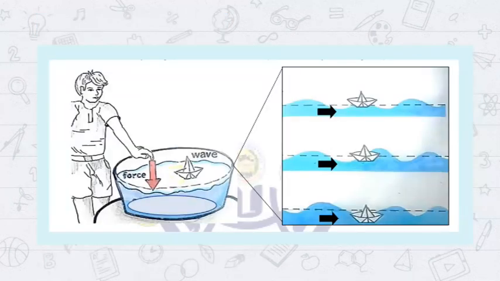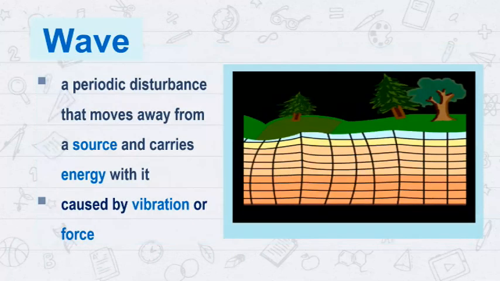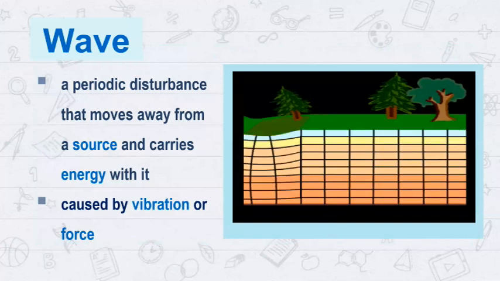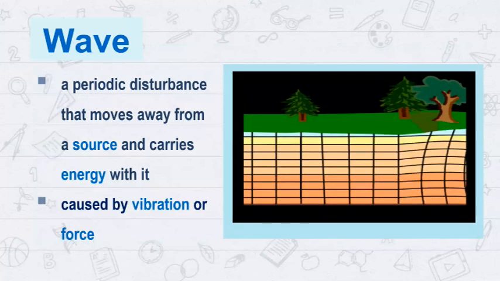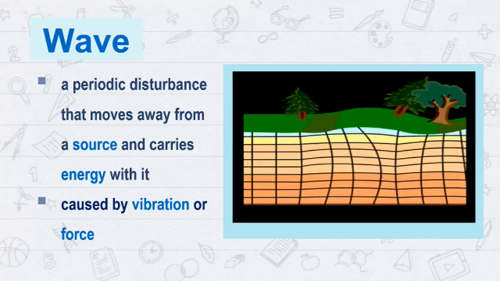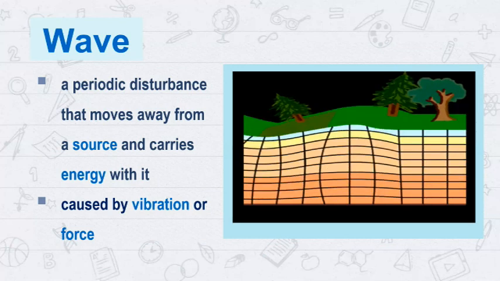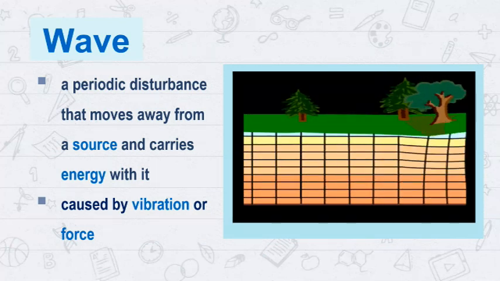Now consider a boy tapping still water. He causes a disturbance created by the force applied on it. This disturbance is like an up and down movement of the water that travels away from the source. This is called a wave. A wave is a periodical disturbance that moves away from a source and carries energy with it. It is caused by vibration or force.